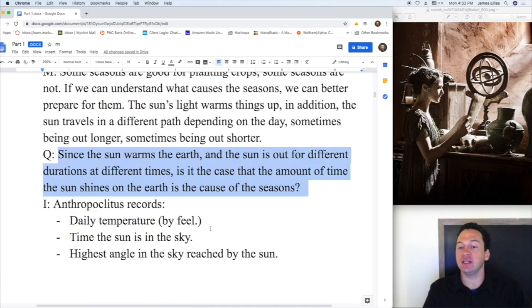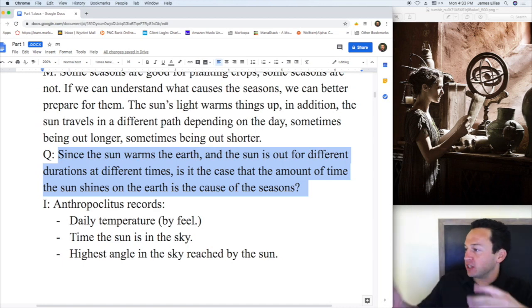Since the sun warms the earth, and the sun is out for different durations at different times of the year, sometimes it's out longer, sometimes it's out shorter, and it seems to go in a pattern. Is it the case that the amount of time that the sun shines on the earth is the cause of the seasons? Okay, so maybe the reason it becomes hotter at certain times is because the sun is out longer during those days. Maybe the summer is just caused by the fact that the sun is out longer at that time. Maybe the winter is just caused by the fact that the sun is out for less time during those days.